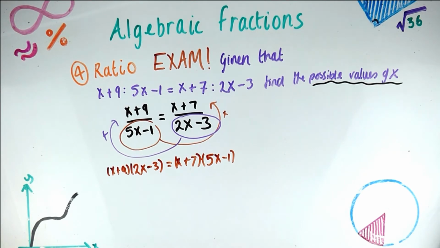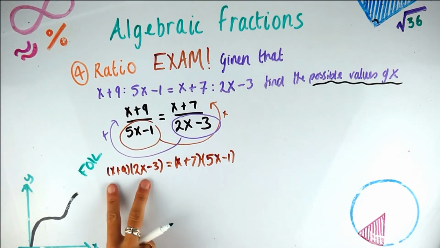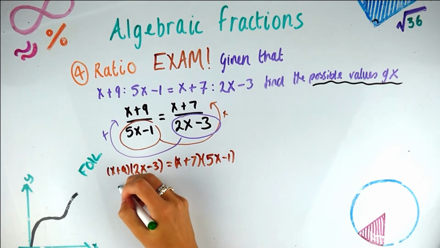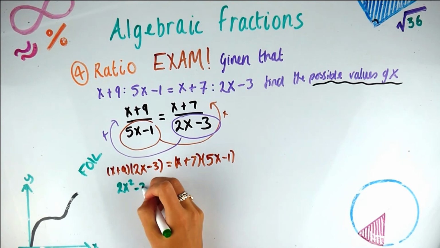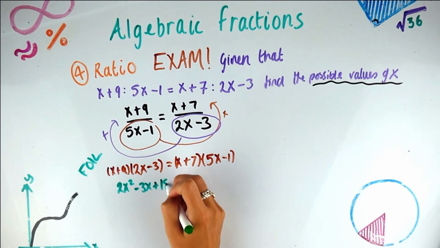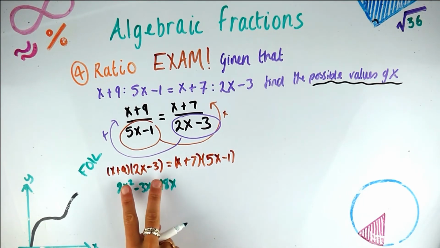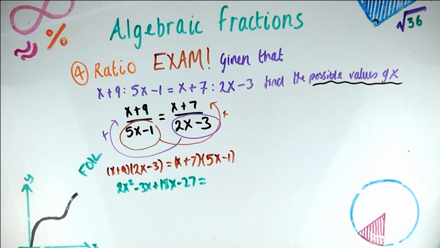We're going to have to expand the bracket using FOIL. So the first in the bracket, x multiplied by 2x is 2x squared. The outer two is going to be minus 3 times x, minus 3x. The inner two is going to be 9 times 2x, which is 18x. And the last is going to be 9 times minus 3, which is minus 27.